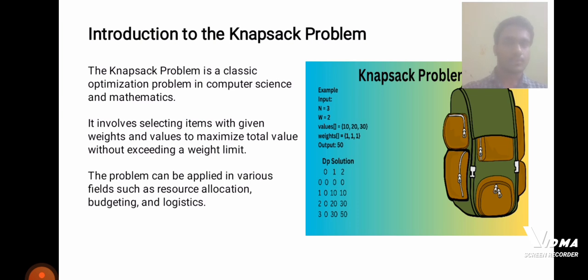Knapsack problem. Example: we have to take input n equal to 3 and weight 2. The values given are 10, 20, and 30. Weights are 1, 1, 1. Output: the maximum weight of the knapsack is given as 2. So we have to place 30 and 20. Total output is 50.